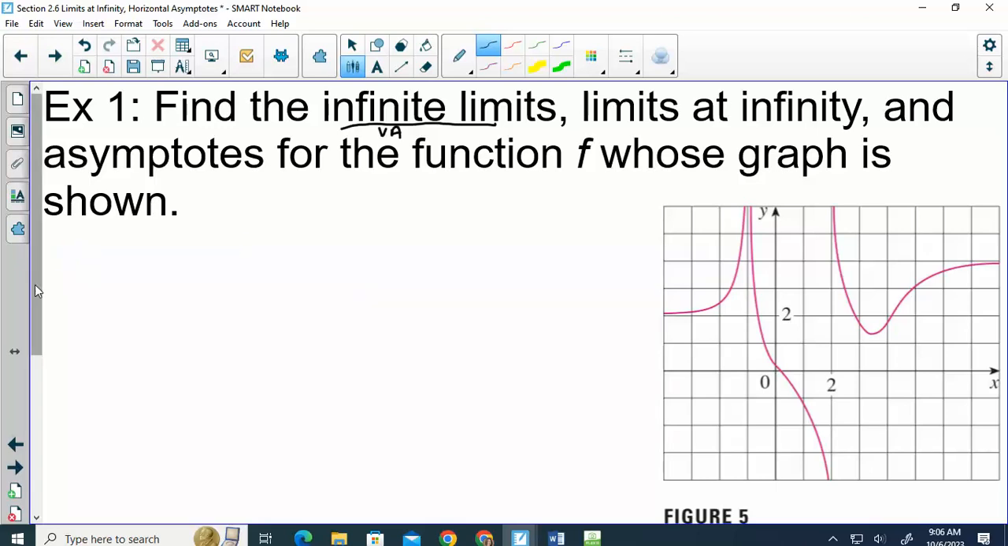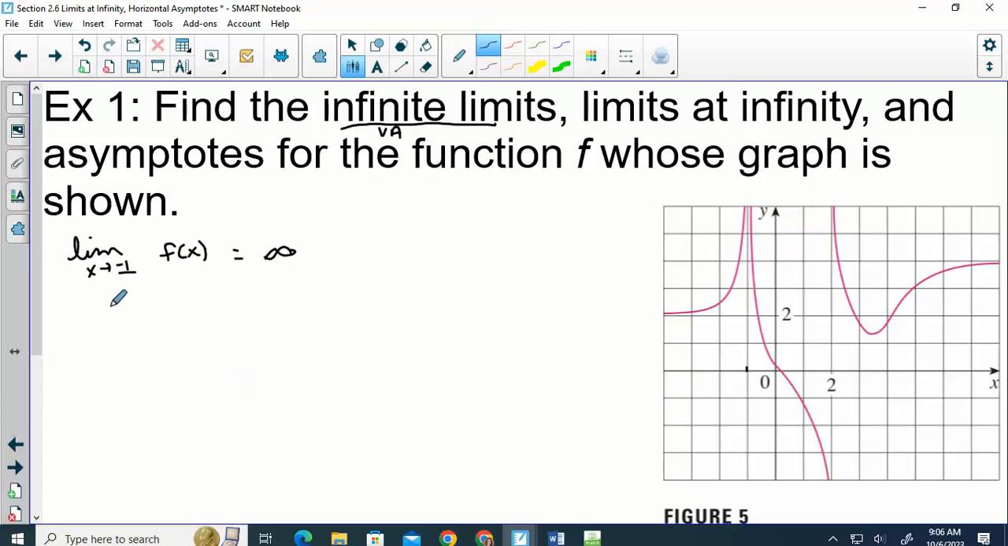So can you tell me, looking at this graph, anywhere where the limit as x approaches some number would equal positive or negative infinity? So at -1, we have a vertical asymptote. The limit as x approaches -1 of our function is positive infinity.